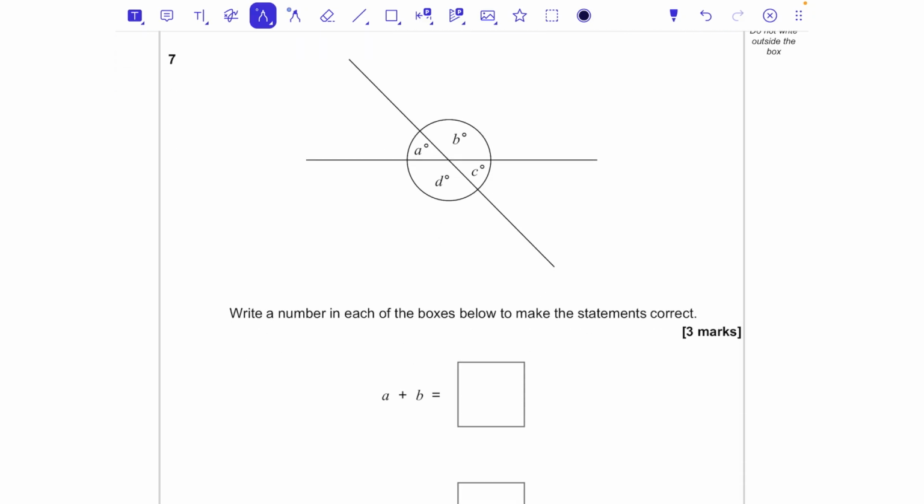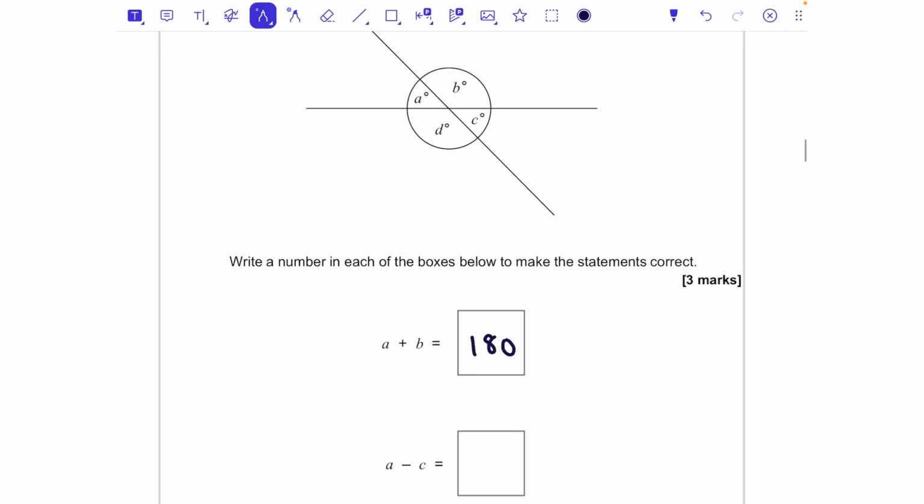Question number 7. Write a number in each of the boxes below to make the statements correct. A add B. Now we know that with A and B, if I added them together, that is going to be the angles on a straight line. So my answer here is going to be 180.